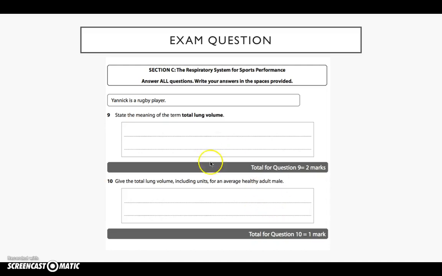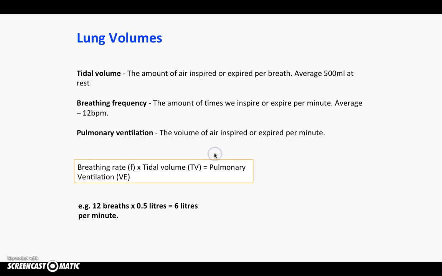This is an exam question from a past paper of last year. What you may actually get a question on with regards to the respiratory system and the volumes. First one, state the meaning of the term total lung volume. And then secondly, give the total lung volume, including units, for an average healthy adult male. This is something we'll be going through in tomorrow's lesson.